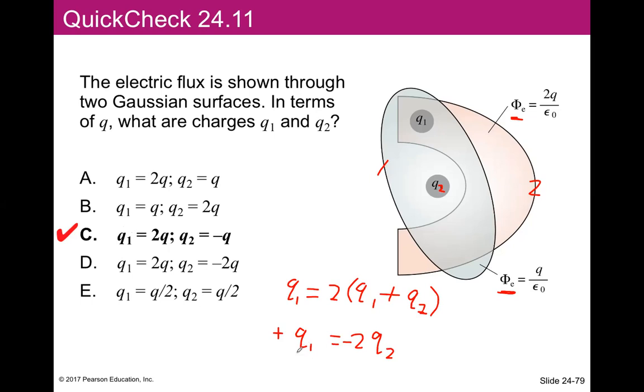So when Q1 is 2Q and Q2 is negative Q, then Q1 equals negative 2 times Q2. But there are some issues with the problem. So it's fine. But you know what we're talking about? We simply want to demonstrate that the flux is simply calculated by the net charge over a constant.